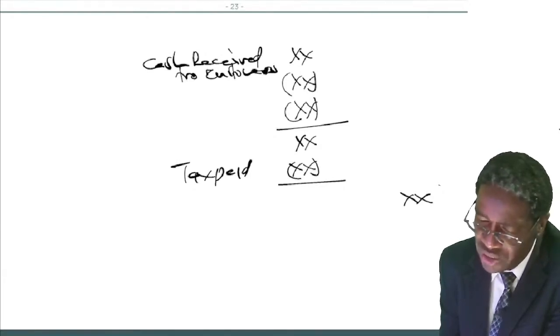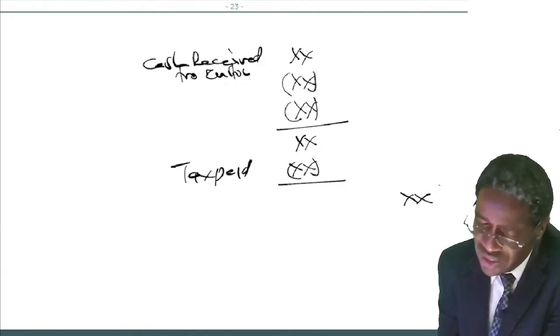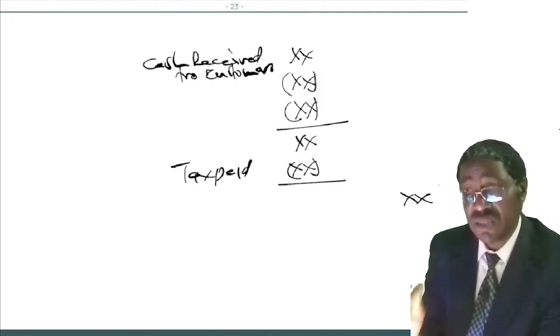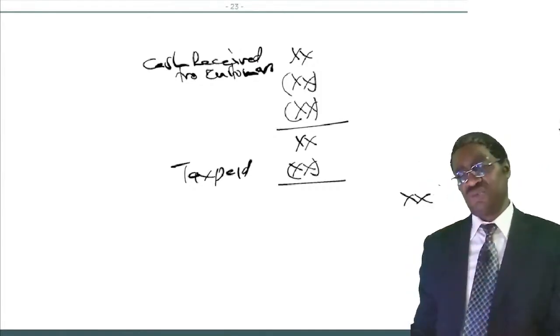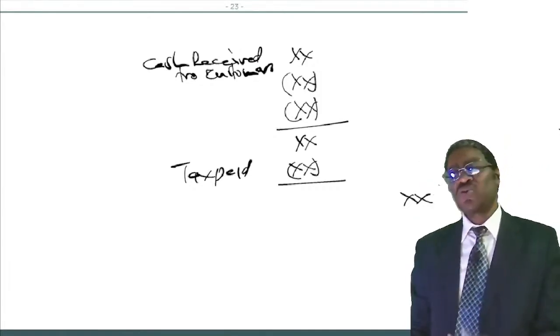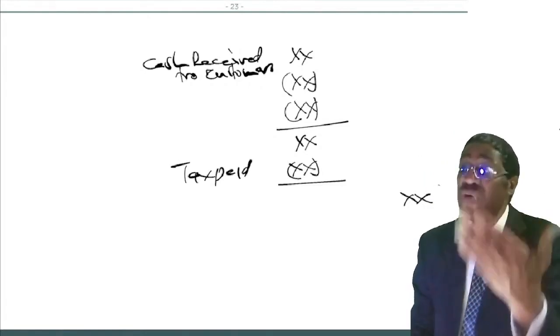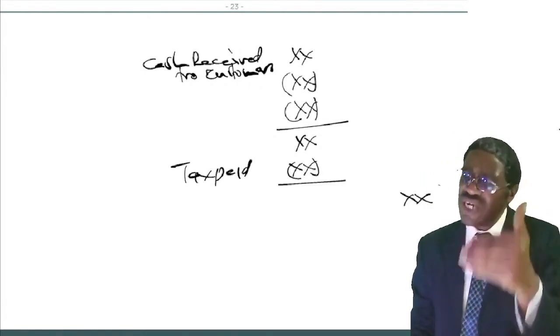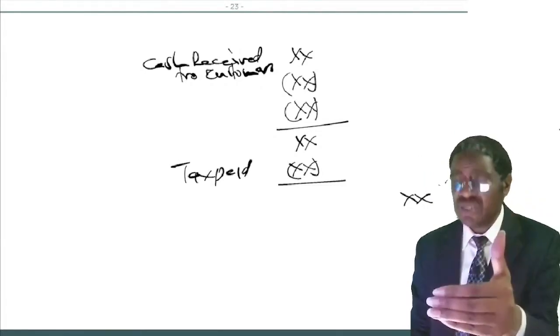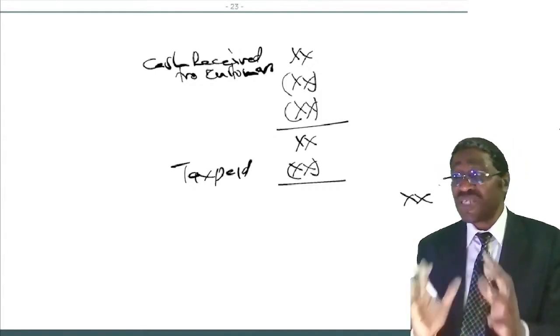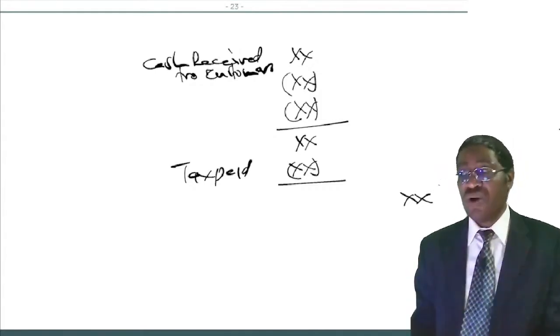I'm not calling it cash received from debtors. We are calling it cash received from customers. Meaning, from all your customers, those customers you sold goods to by credit, how much did they pay you this year? From those customers you sold goods on cash basis, how much did you receive this year? So we are looking for cash received from all our customers.